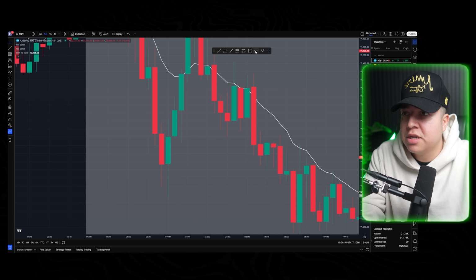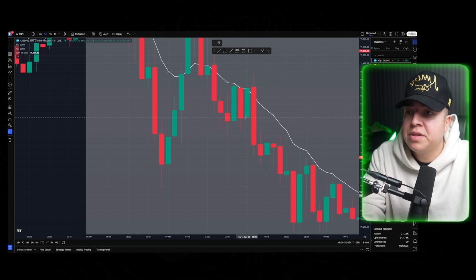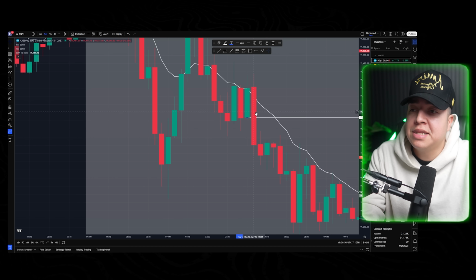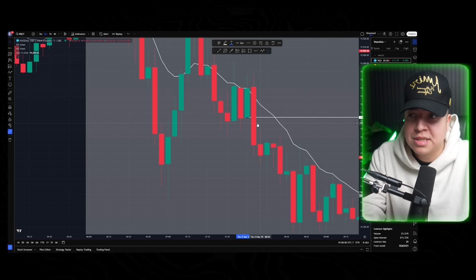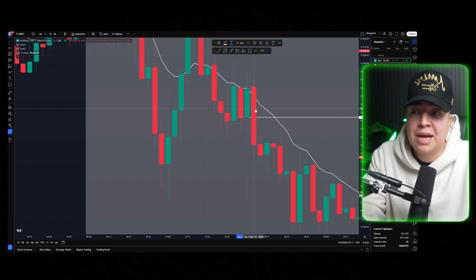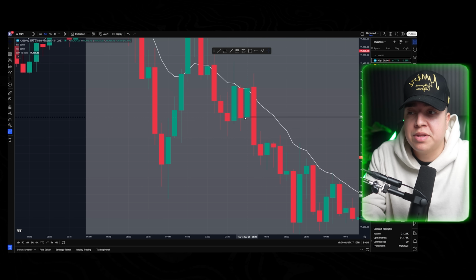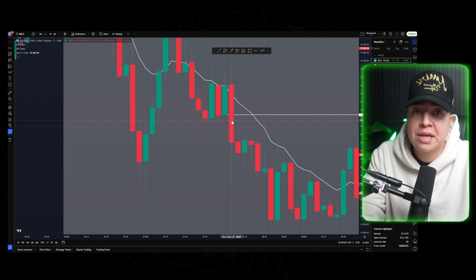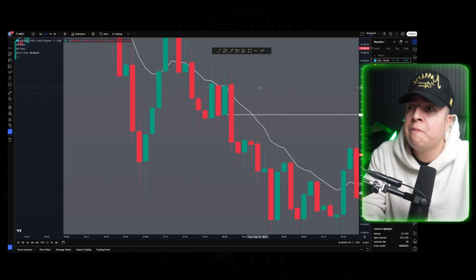So you want to get a horizontal ray, put it at the bottom of the candle before the one that we think has the gap, right? So if I think this has a gap, I look, there's no wicks to the side, I'm going to confirm it. I'm going to go to the candle before it, put a line at the bottom of the candle, or the wick if there was a wick sticking out. We're going to skip the candle we think has the gap, go to the third candle, right?